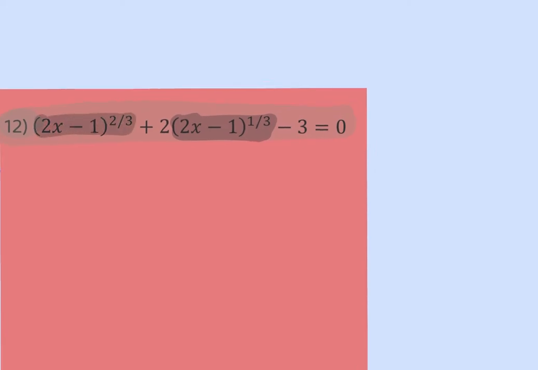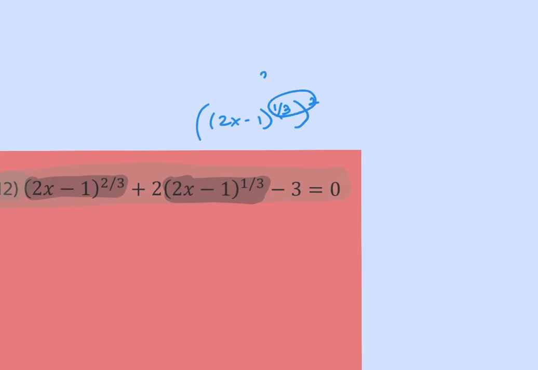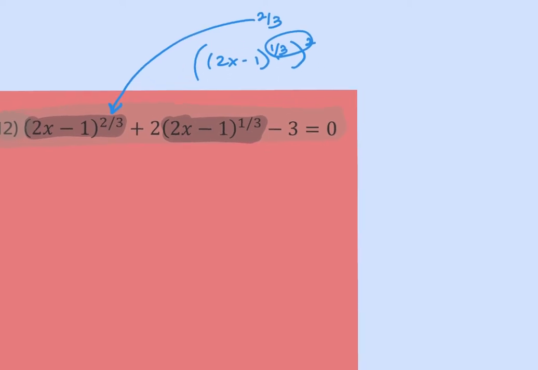So if I take 2x minus 1 to the 1/3 and I then square it, what happens to my exponents when I raise an exponent to an exponent? I'm going to multiply them. So that makes this exponent become 2/3. And because that is what that first one is, I can use the method of substitution. So that just tells you that you can do it. But then the actual method is to replace whatever we squared. So we're going to replace this 2x minus 1 to the 1/3 with another variable, and usually it's A, but it doesn't have to be A.